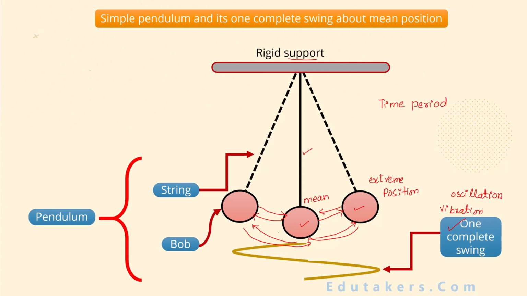So from here, you can simply say that time period is the time taken by the pendulum to complete one complete swing. We need to find out that time period, which is basically time. So here it is given that the string and the bob combine to give the pendulum.